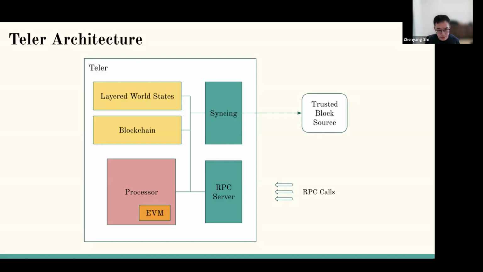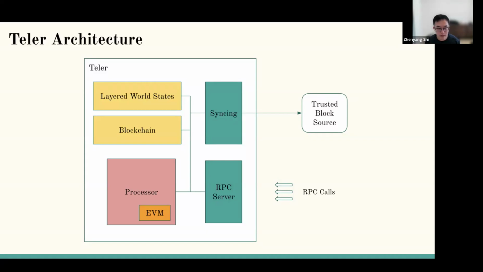We have the blockchain module, which is used to store recent block data, transaction data, and receipt data. We have the processor module that wraps the EVM module, and it is responsible for applying block changes to both the layered world state and the blockchain.